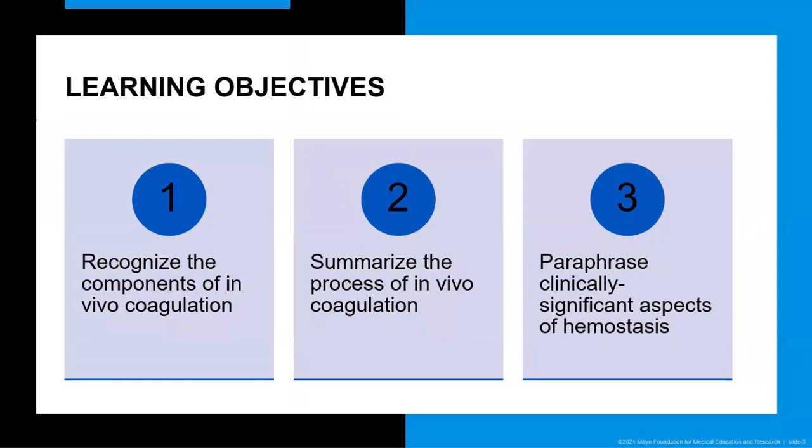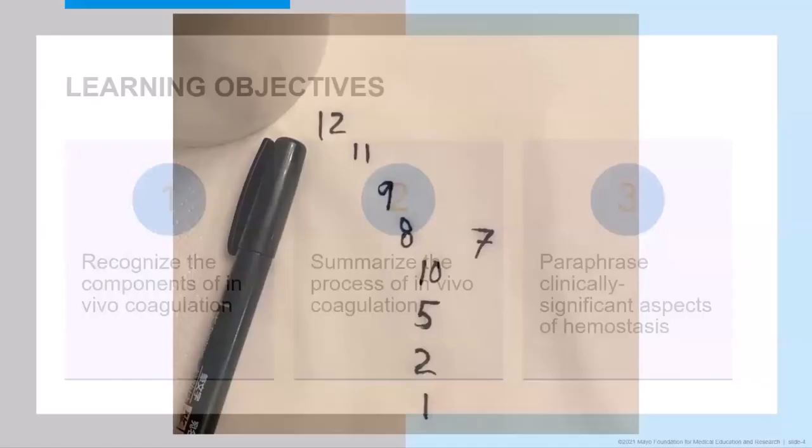Our learning objectives are to first recognize the different components of in vivo coagulation. After we understand that, we want to understand how this process actually works inside the body. And third, we want to come back at the end and put a cap on it and make sure we understand the clinically significant aspects of this coagulation.